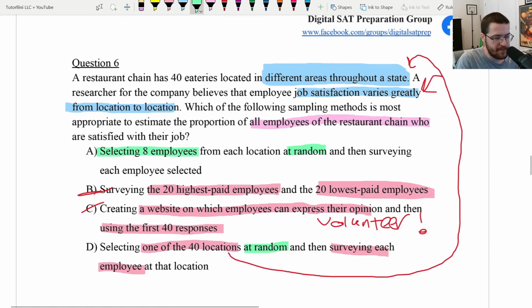So we're going to do 8 employees, hopefully some kind of proportional amount from each location, and then surveying all of those. So A is the answer. It does a way better job of capturing all employees of the restaurant chain, and of accounting for those kind of differences in geography and location that the researcher is concerned about. Great, let's keep going.